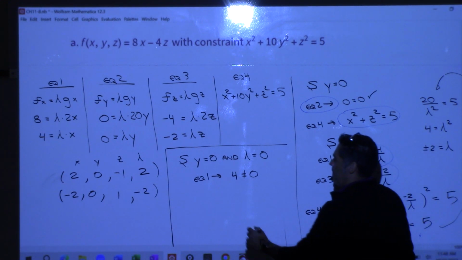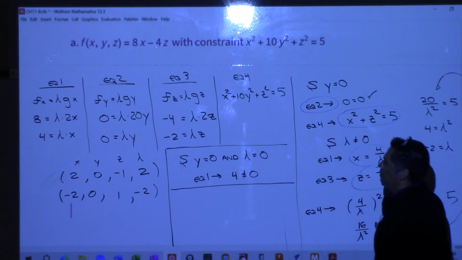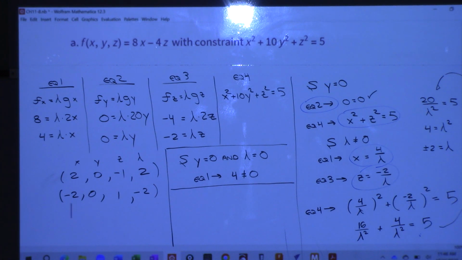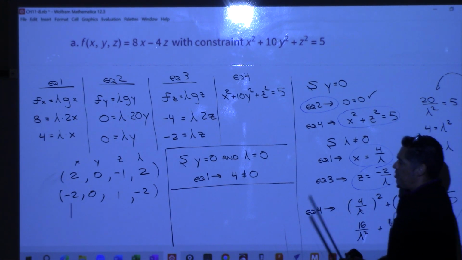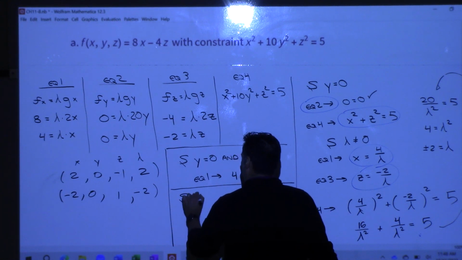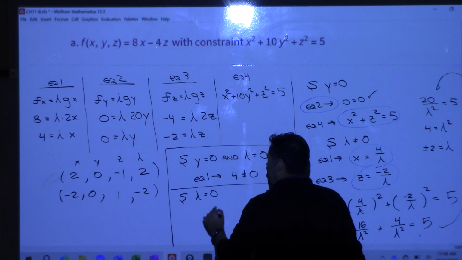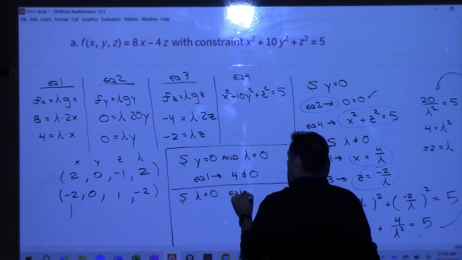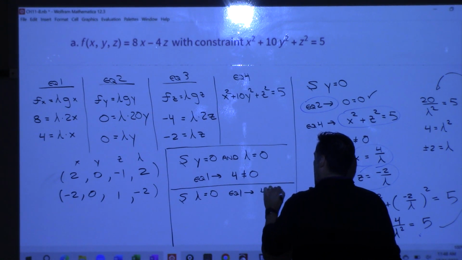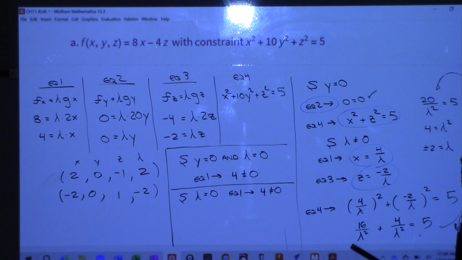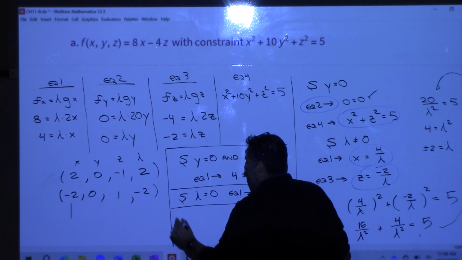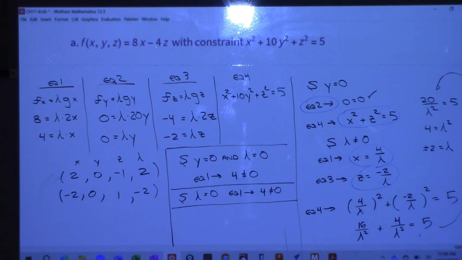So now what? We have to look at, suppose lambda is 0. You could just start with suppose lambda is 0. It's going to be the same thing, right? Equation 1 gives us 4 is equal to 0, which isn't true. So we don't have to worry about that. Is there any other thing that we need to consider here? That's the only thing we can.